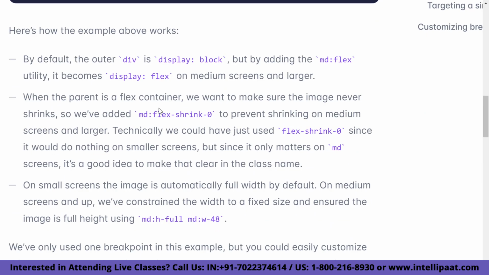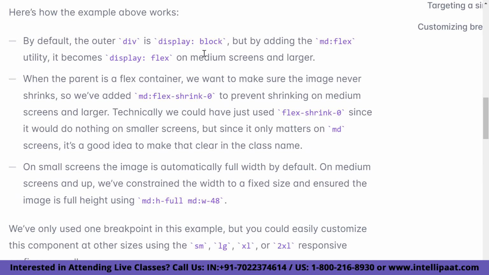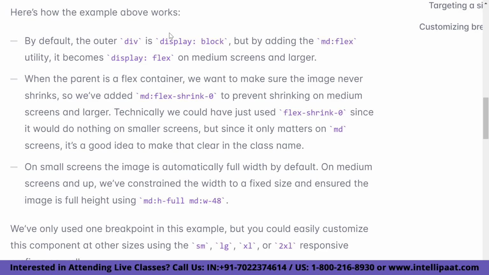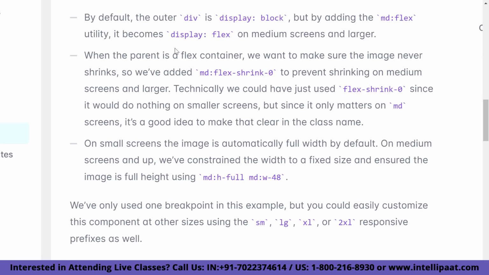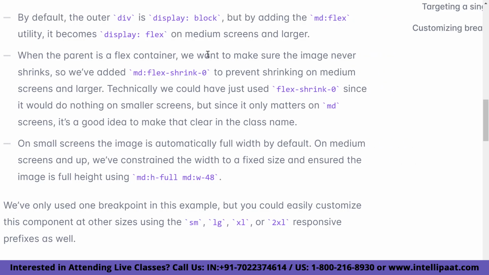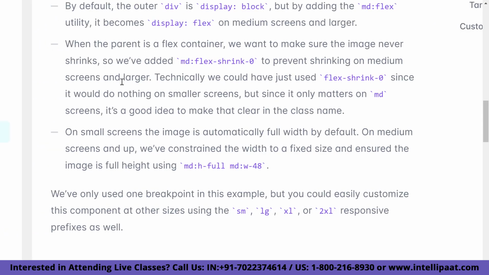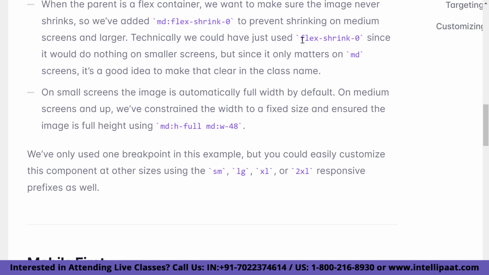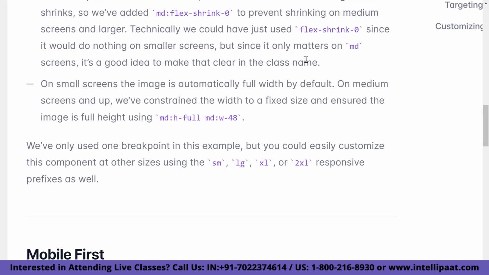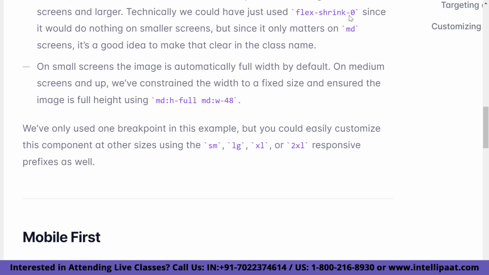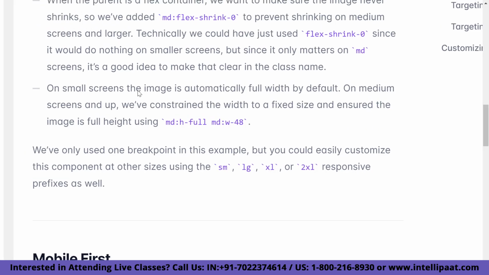Okay. Now let's understand what this is saying. By default, the outer div is display block. By adding the md:flex utility, it becomes display flex. I hope you understood why this breakpoint was there, which will fit on medium screens and larger. When the parent is a flex container, we want to make sure that the image never shrinks. So this is one point to note. We have written md:flex-shrink-0 to prevent shrinking on medium screens and larger. Technically it should have been used like flex-shrink-0, since otherwise it would do nothing. So the only thing that matters is the breakpoint we have added, which gives us a good idea of the class name for the screen.